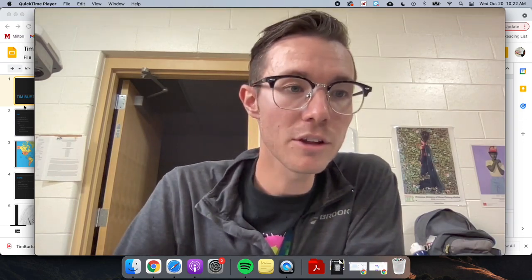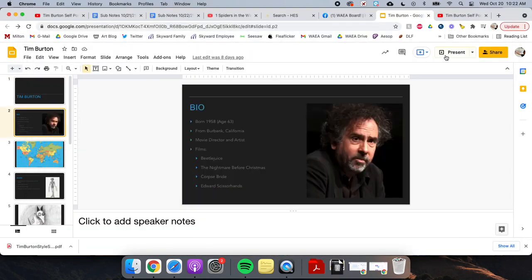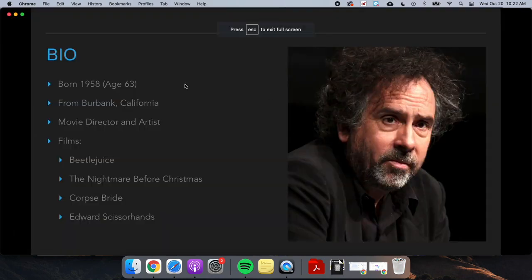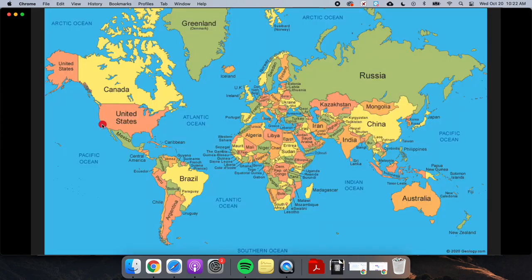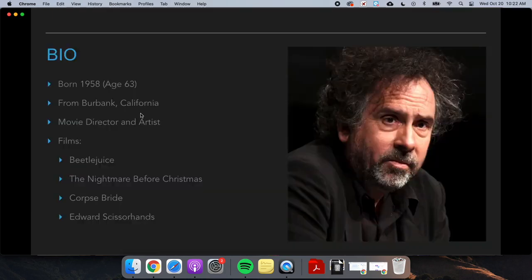done. Okay, so Tim Burton, he is 63 years old, and he is a living artist. So he's considered a contemporary artist, and he is from Burbank, California, which is right here on our map. Okay, there's California. We would be right about here. And not only is he an artist, but he's also a movie director, which I find really cool. So that means he helps create movies.